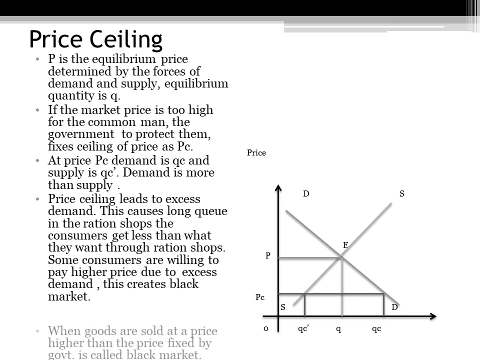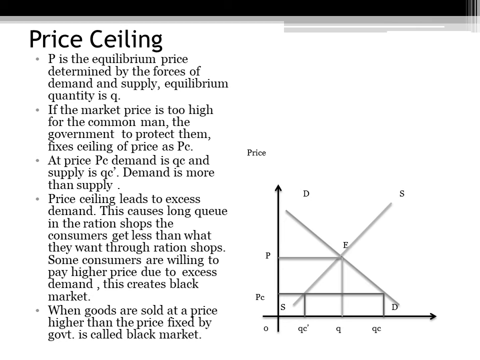This creates a black market. What is a black market? When goods are sold at a price higher than the price fixed by the government, it's called a black market. So price ceiling, finally, causes a black market.